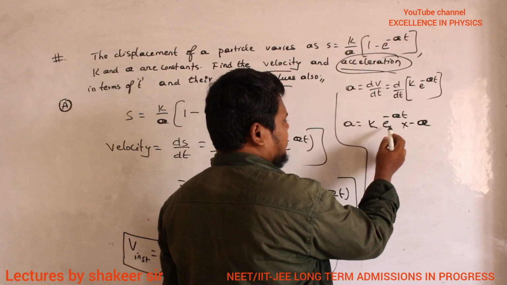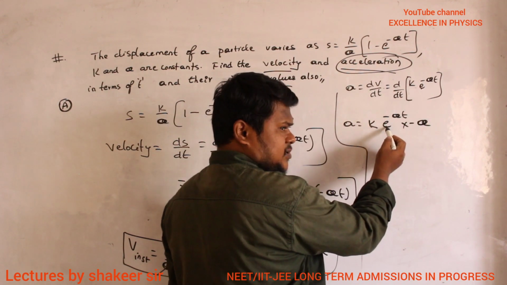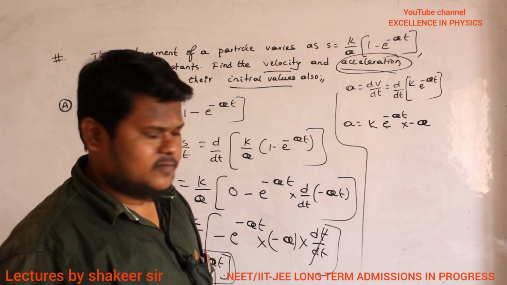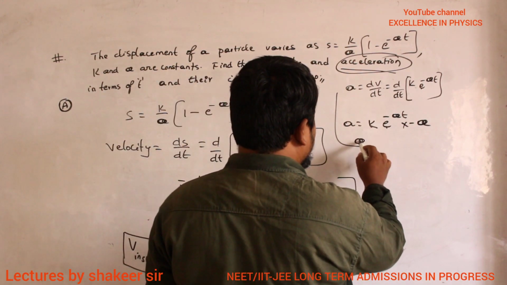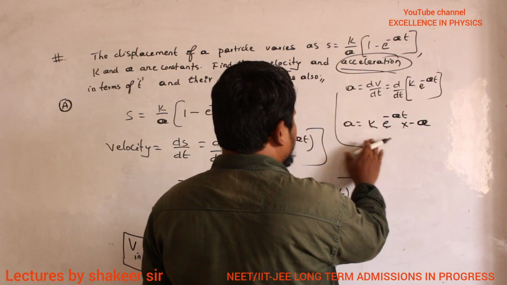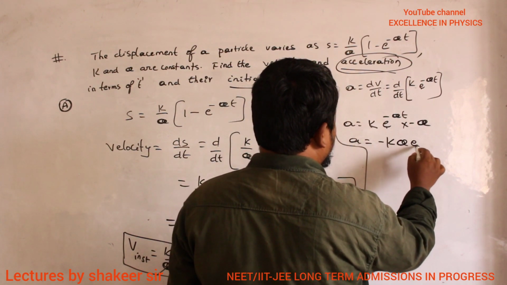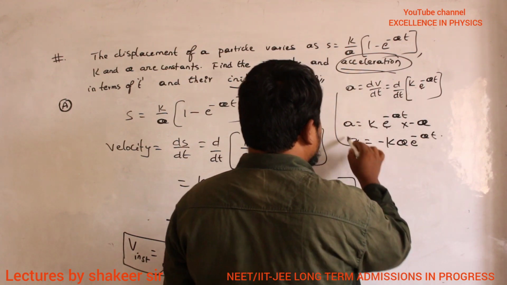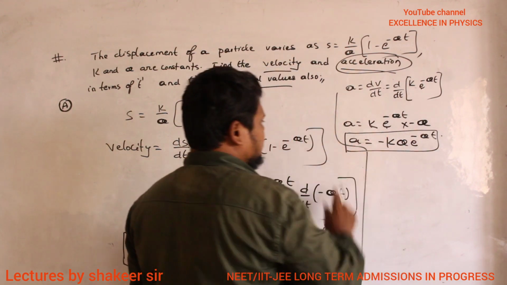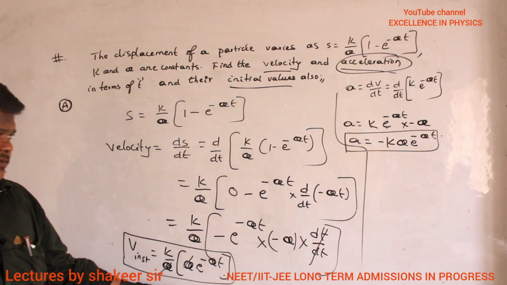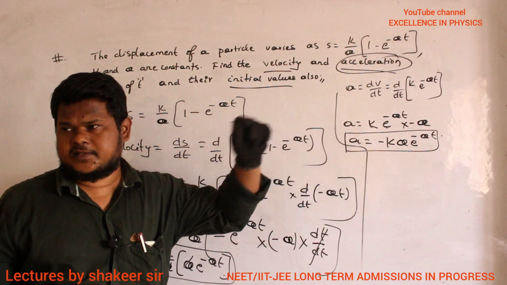So k, differentiation of e power x only, and differentiation of minus alpha t is minus alpha. So therefore what is the acceleration value I got? Acceleration is equal to minus k alpha e power minus alpha into t. So this is my equation for acceleration of the particle. So I got one equation for velocity, one equation for acceleration.